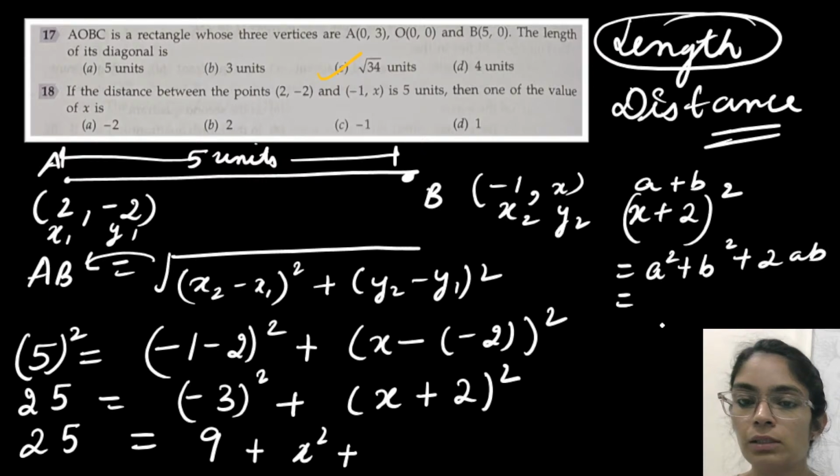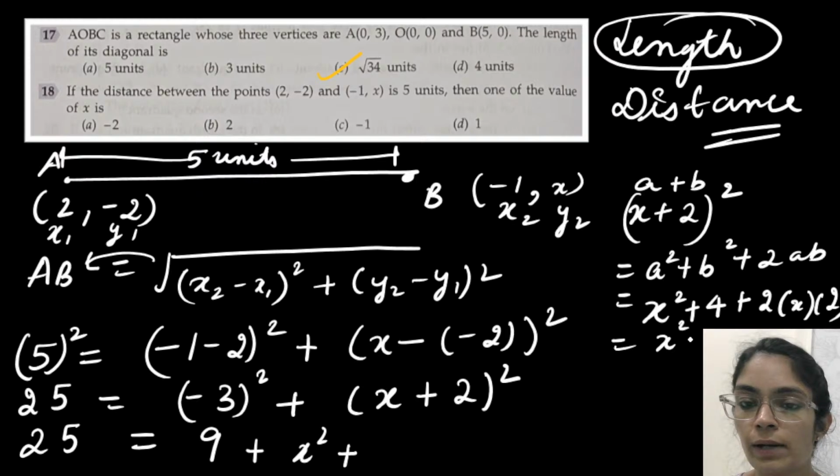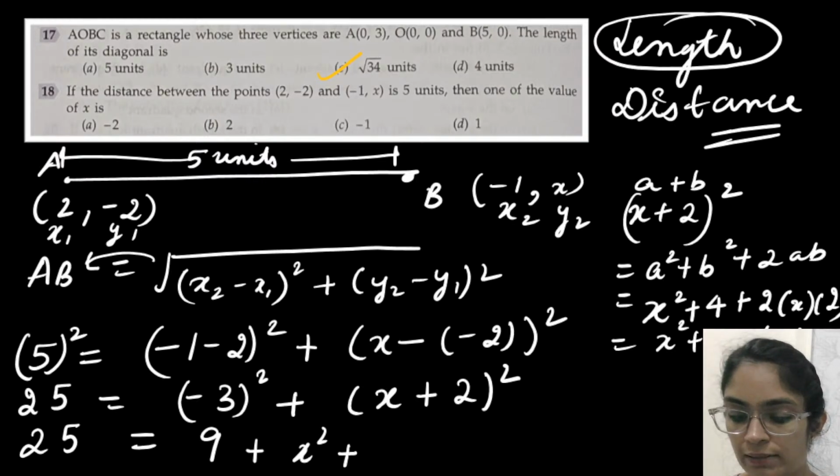So I'll just substitute the value of a as x. So x square plus 2 square, and 2 square is 4, plus 2 into x into 2. So this will become x square plus 4 plus 4x.